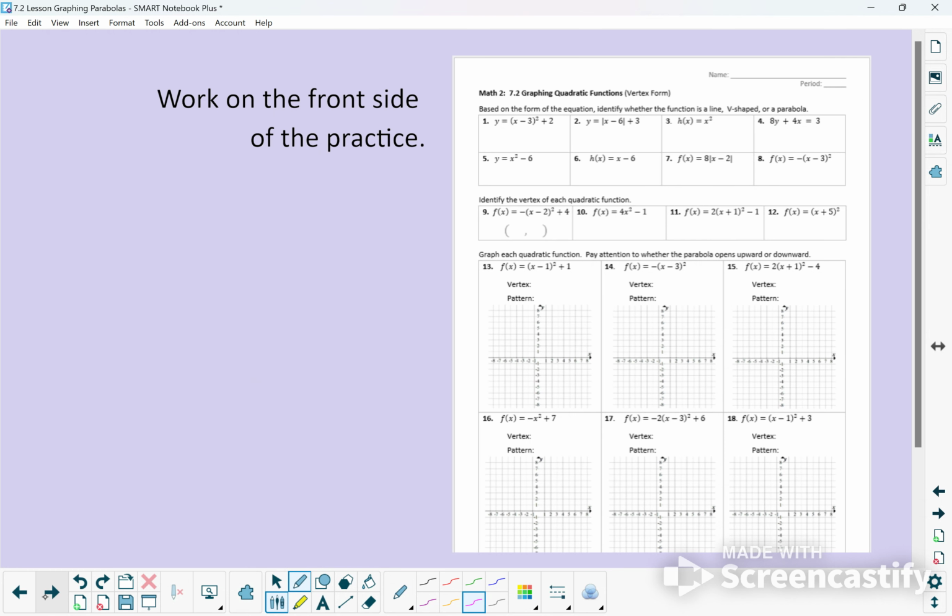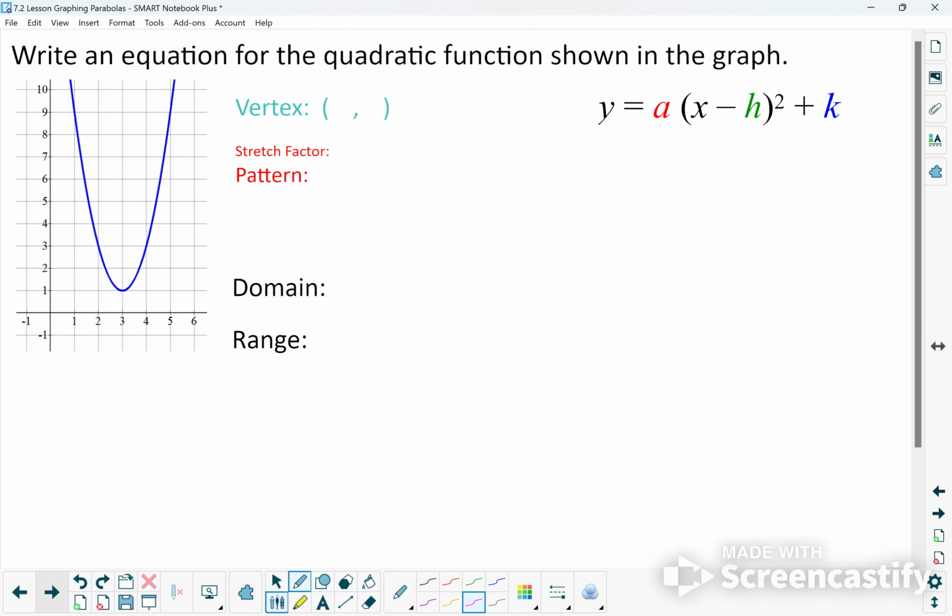Okay, if you are watching this because you missed class, you have enough information now to work on the front side of the practice. You can pause the video and do that if you want. Okay, now we're going to just try to do that process backwards. If we have a picture of the graph, can we give the equation?